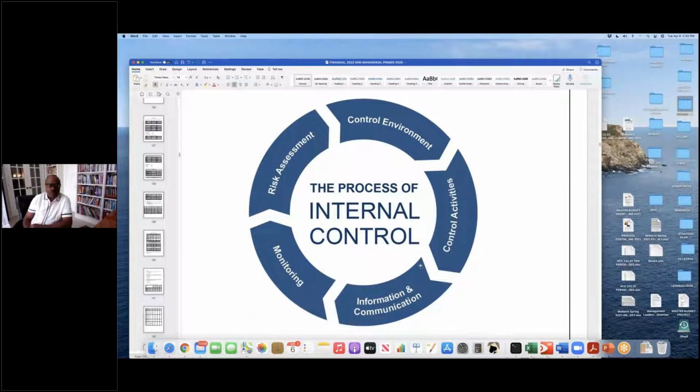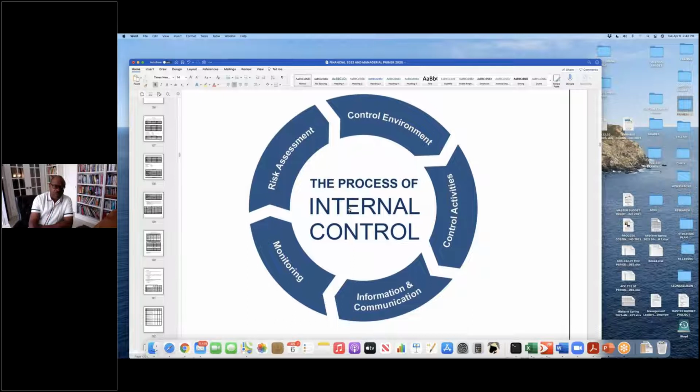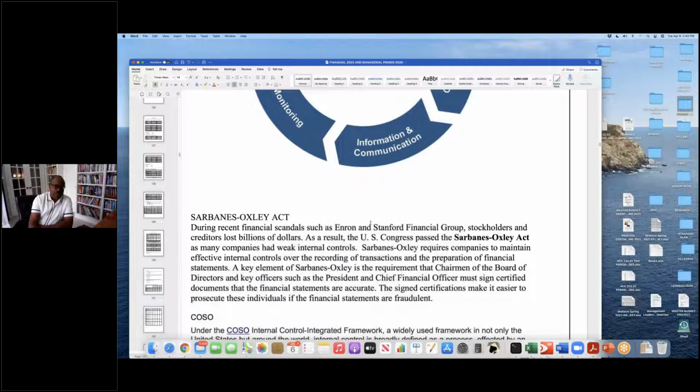So we have the internal control process. We need a control environment. We need control activities, checking keys. We need information communication. We need monitoring. So you see a lot of the cameras now. And we need a risk assessment in terms of what's the risk involved with this particular area. So that's the internal control process.